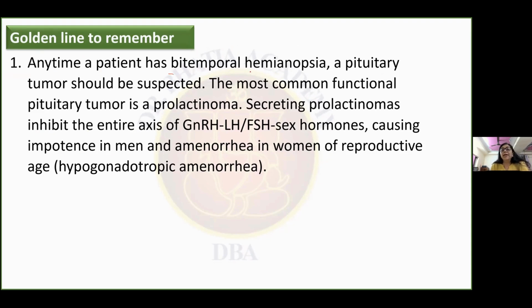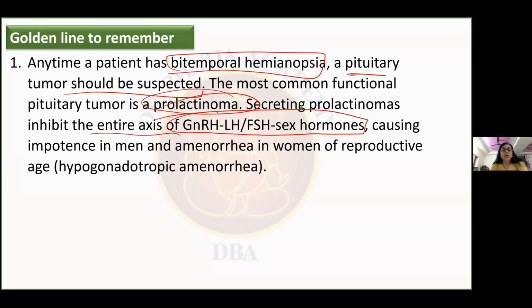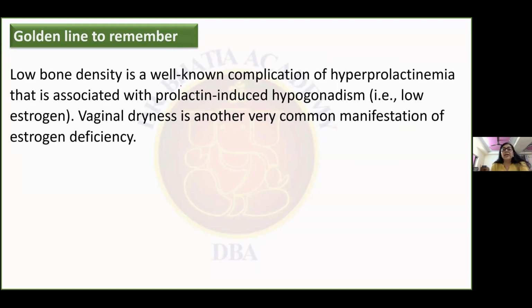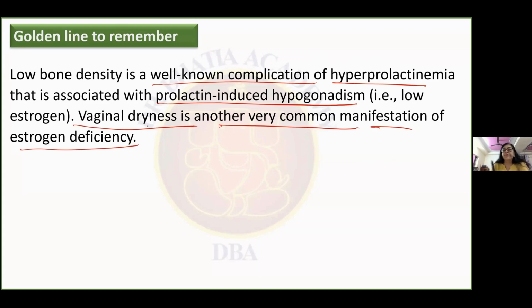Anytime a patient has bitemporal hemianopia, a pituitary tumor should be suspected. The most common functional pituitary tumor is a prolactinoma. Secreting prolactinomas inhibit the entire axis of the GnRH, LH, FSH sex hormone axis, causing impotence in men and amenorrhea in women of the reproductive age, that is hypogonadotropic amenorrhea. Low bone density is a well-known complication of hyperprolactinemia associated with prolactin-induced hypogonadism. Vaginal dryness is another very common manifestation of estrogen deficiency.